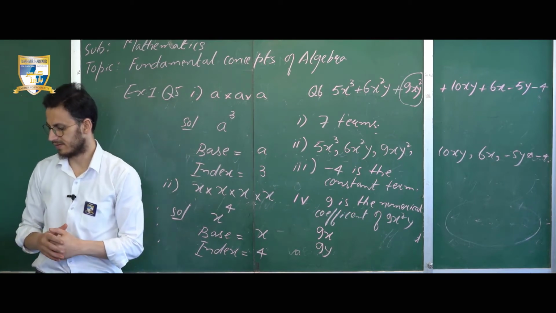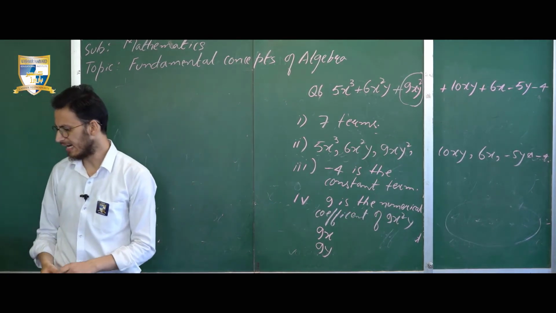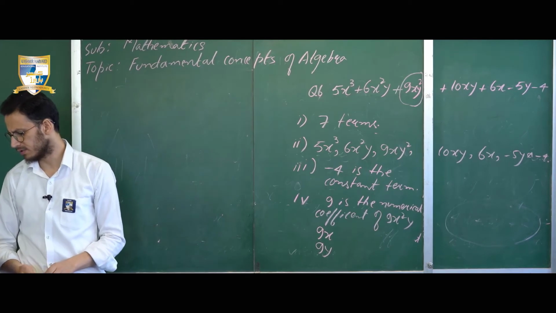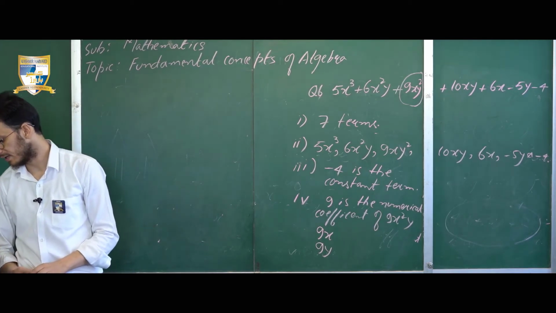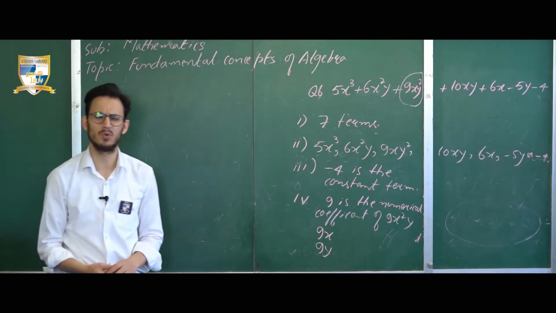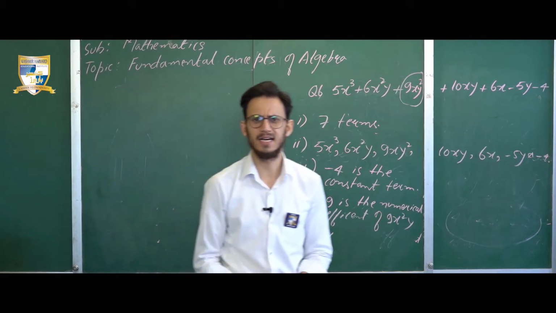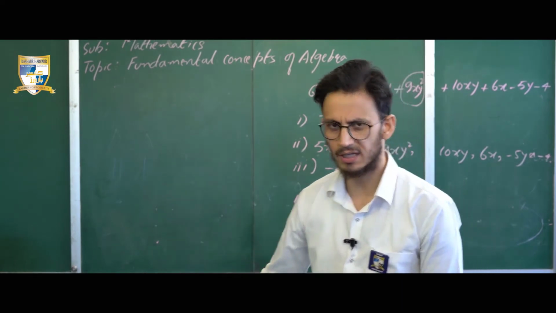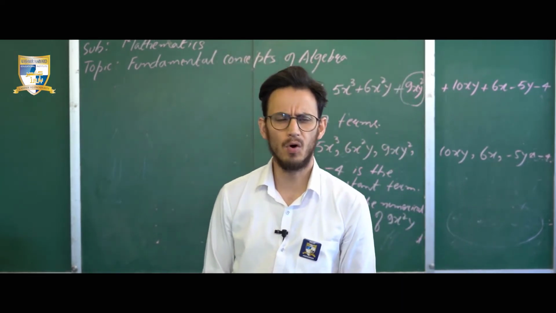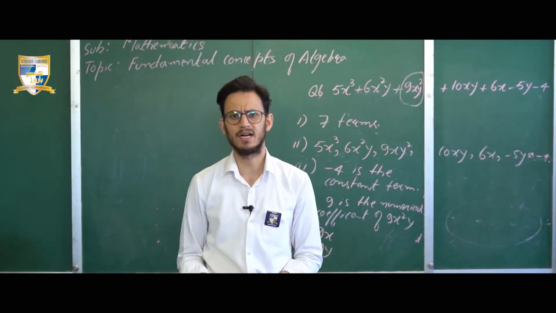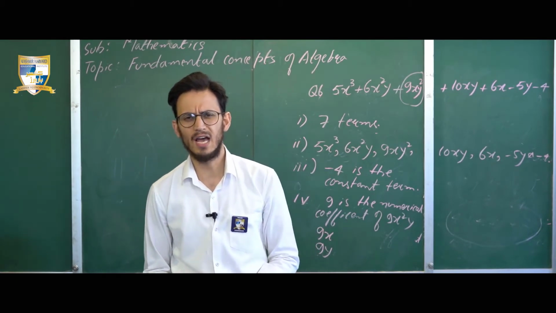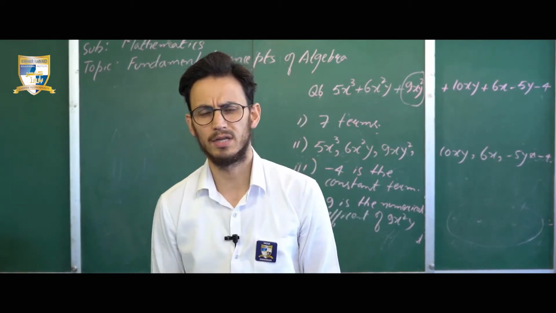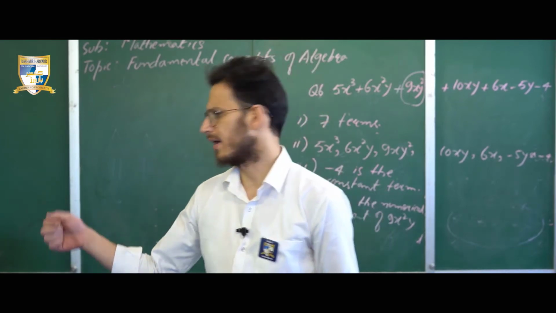Move on to question number 7. Question number 7 is, identify the monomials, binomials and trinomials among the following. This is a very easy question, you can do it by yourself. As I said, when we have only one term in the expression, a single term expression, that expression is called a monomial. When we have a 2 term expression, that expression is called a binomial. And when we have a 3 term expression, that expression is called a trinomial.